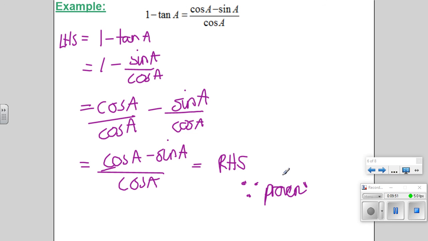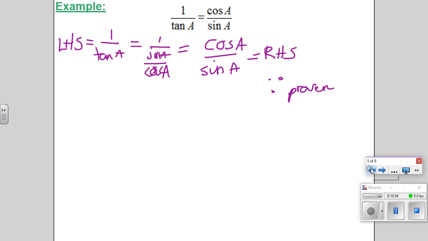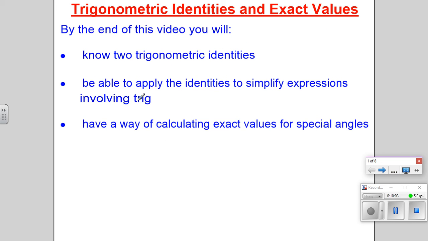Okay, so that's how we apply trig identities. They're really, really straightforward if you really understand what it means to do a substitution. Okay, right, let's move on. The last thing that I said I wanted to look at, if we move back, is to have a way of calculating exact values for special angles. And that's what we're going to look at now.